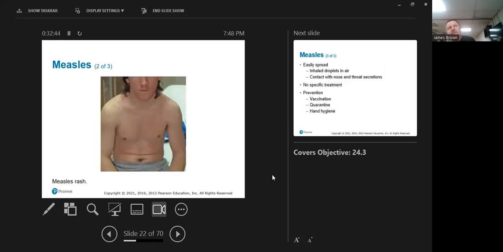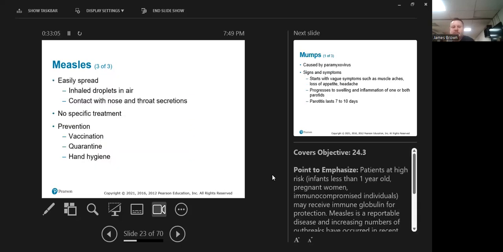So we can see that looks much different than the chickenpox. If we run into this and we see a patient with this, we're going to say, yeah, this is different. And consider the fact that any rash like this, we're going to be concerned that it's possibly communicable. And now it's time to get in the ambulance, go to the hospital, and find out what we're dealing with. Measles easily spreads through the air through inhaled droplets, contact with nose and throat secretions. There's no specific treatment. The prevention is vaccination, quarantine, and hand hygiene.